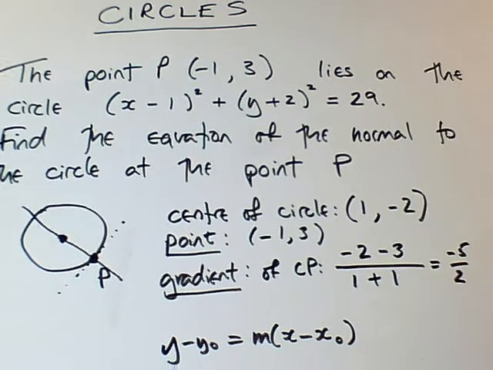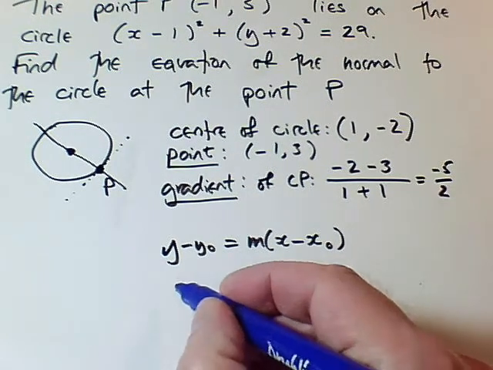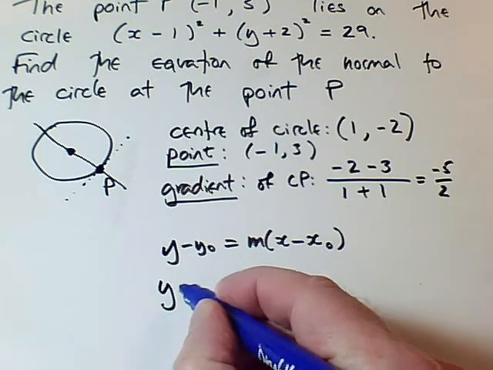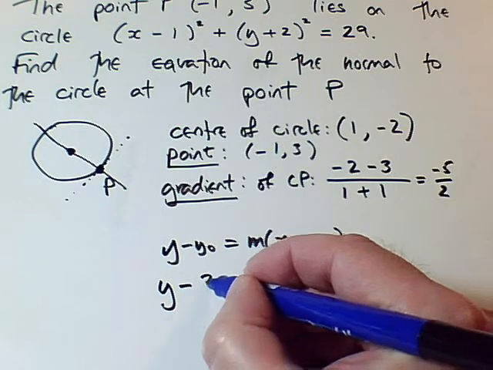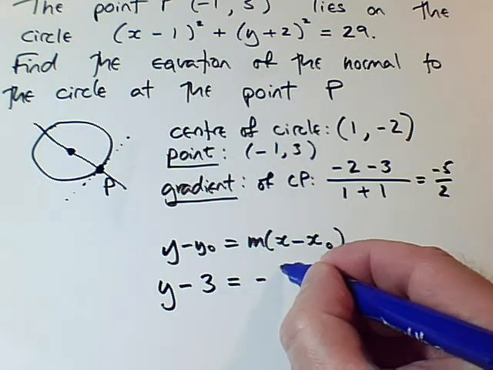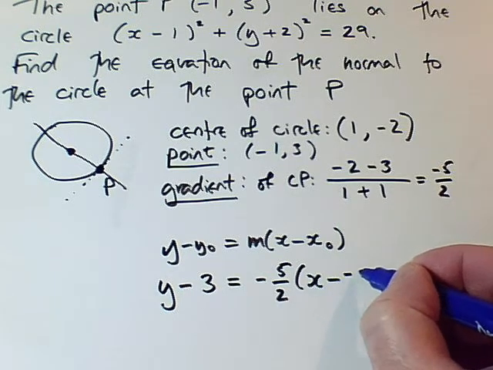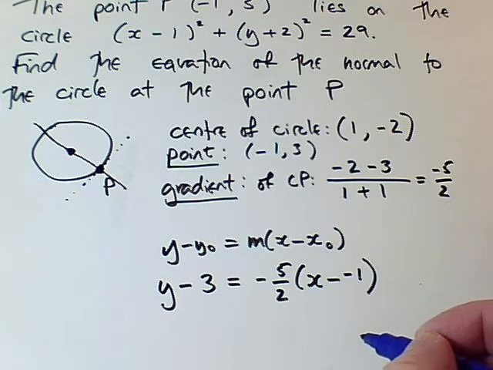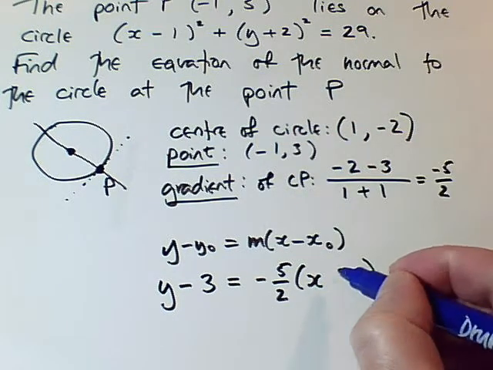So I've now got a point and a gradient, so I can go straight to y minus y naught equals m(x minus x naught). So y minus, my y naught is going to be, the y coordinate I'm choosing is 3, make sure you use the point you specified, equals m, minus 5 over 2, times x minus x naught, x minus minus 1. And that's a perfectly good equation, especially if I change this to plus 1.